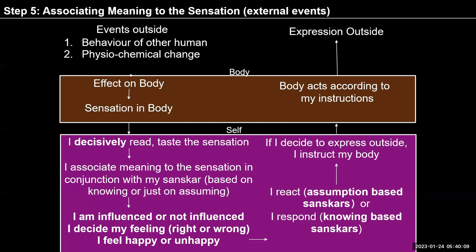So if I decide to express outside, I instruct my body. If I do not decide to express outside, I do not instruct my body. And then the body acts according to my instructions. So many times somebody is saying something, I just listen to the other and decide something within me, that this is not the right time to talk to the other, or there is no use saying something here. Then I don't express outside. But if I decide that yes, expression is required, then I express outside.